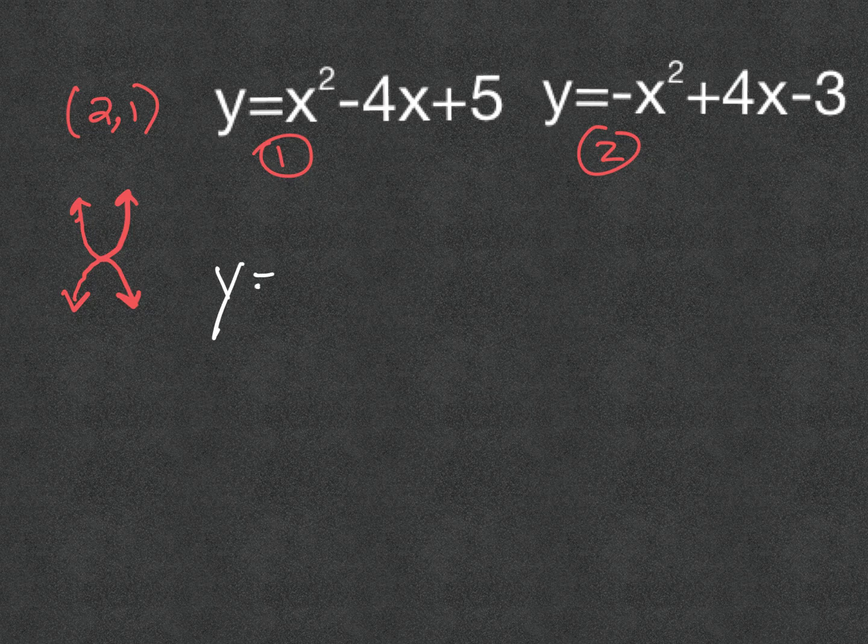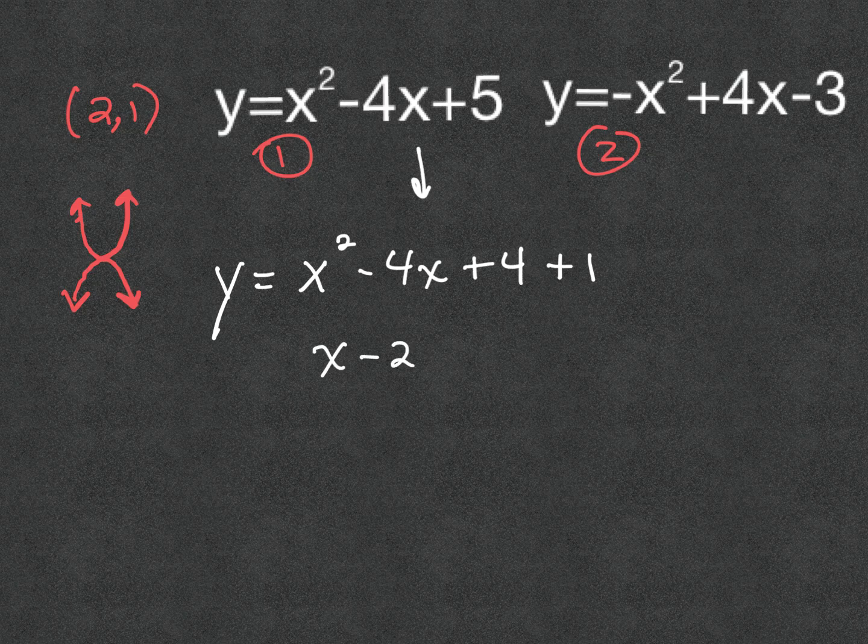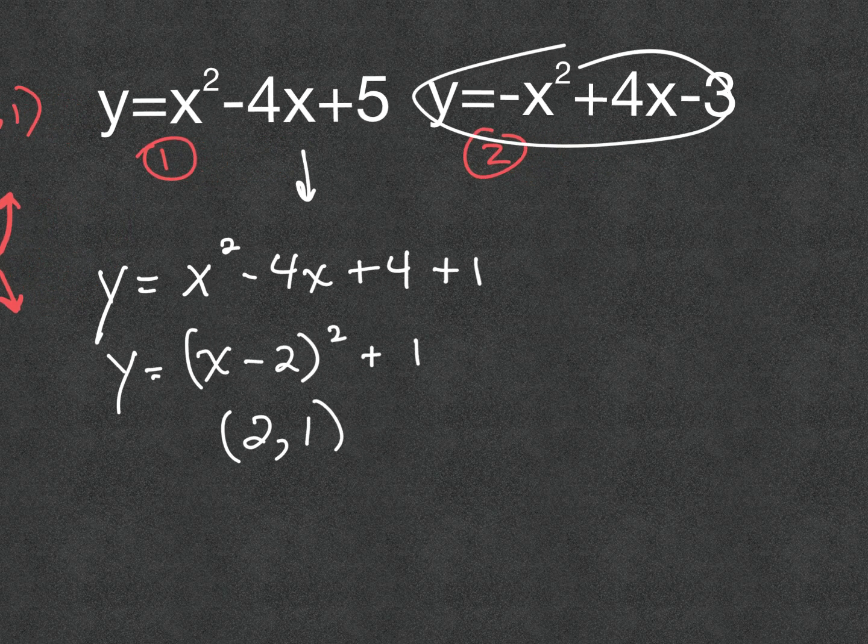The first one, y equals x squared minus 4x plus 4 plus 1. I did it just using the idea that I know x squared minus 4x plus 4 is definitely (x minus 2) squared. Then I have that plus 1 out here. Great. What's that vertex? (2, 1). Is that going to be the same for this vertex? Well, let's take a look.